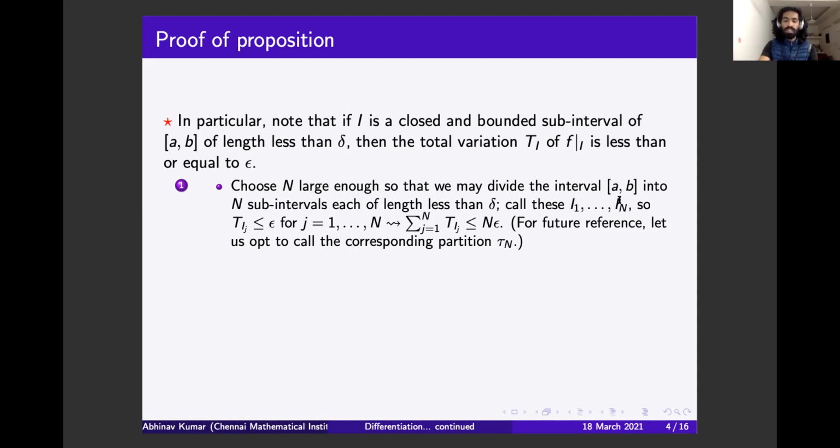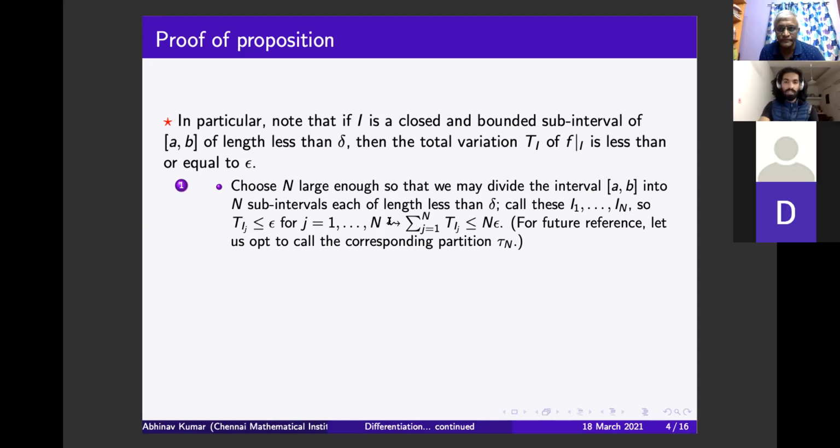So okay, we have these intervals, and the obvious implication of this is that t sub ij is less than or equal to epsilon for each of those, because here it was any closed and bounded subinterval of AB of length less than delta. So therefore, just summing over j, we get this. This is what we get.